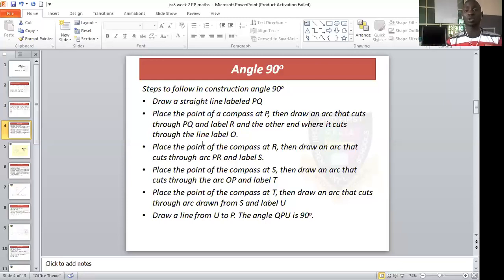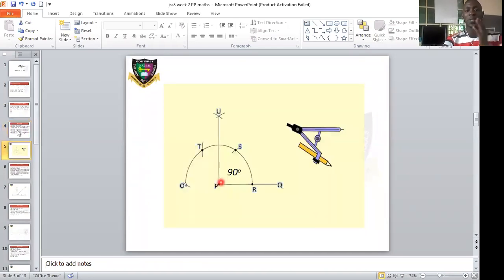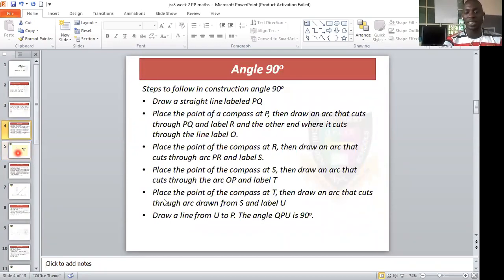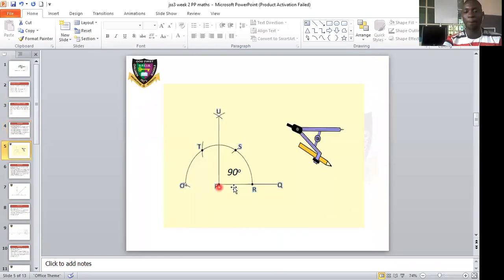This is how to construct angle 90. So I would like to take you through how to do this. We'll take the steps and follow the diagram. This is step 1. We take it step by step. Step 1 says draw a line PQ. You put your pencil and your ruler and draw a line PQ.